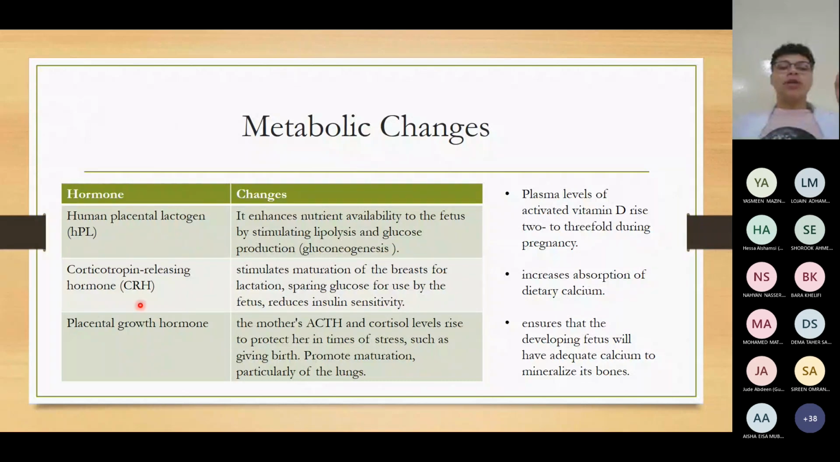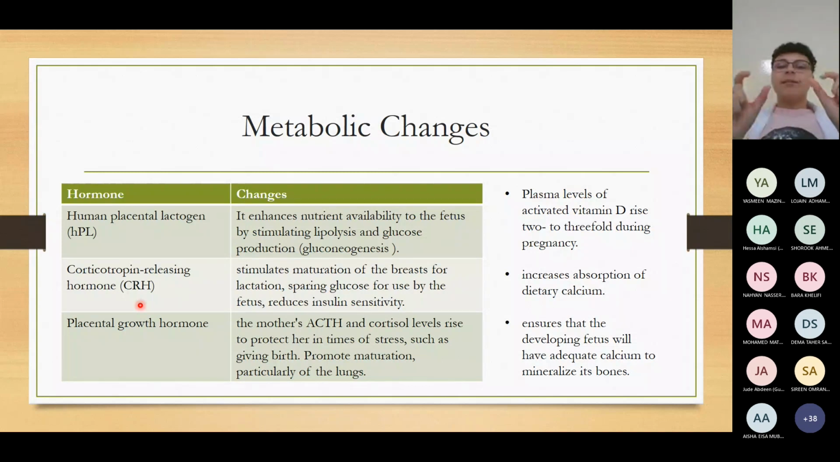Okay, moving on to the corticotropin releasing hormone. I need you to remember when I say CRH, corticotropin releasing hormone, it is very important for the maturation of the breast. And not only the breast, also the maturation of most of the organs that are going to be ready after the baby is born. Okay, and you need to remember now glucose.